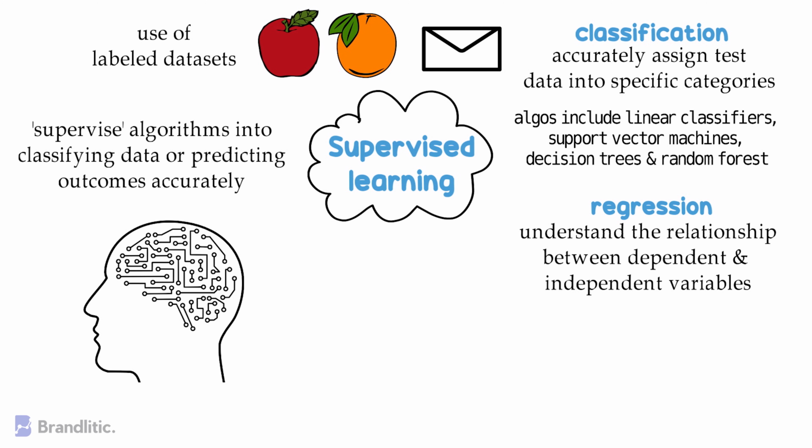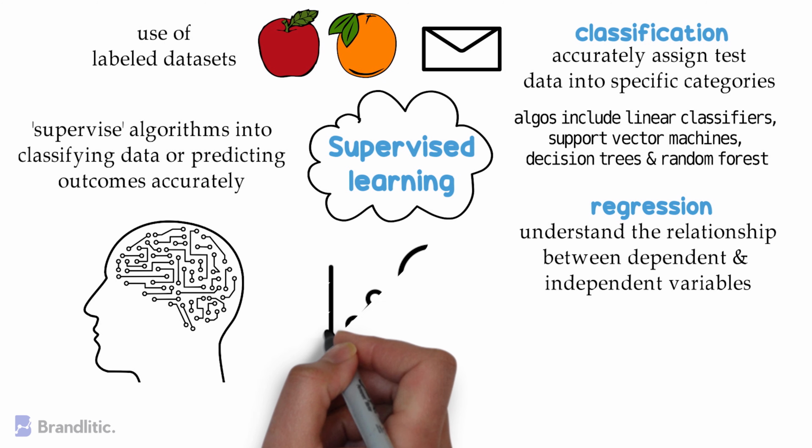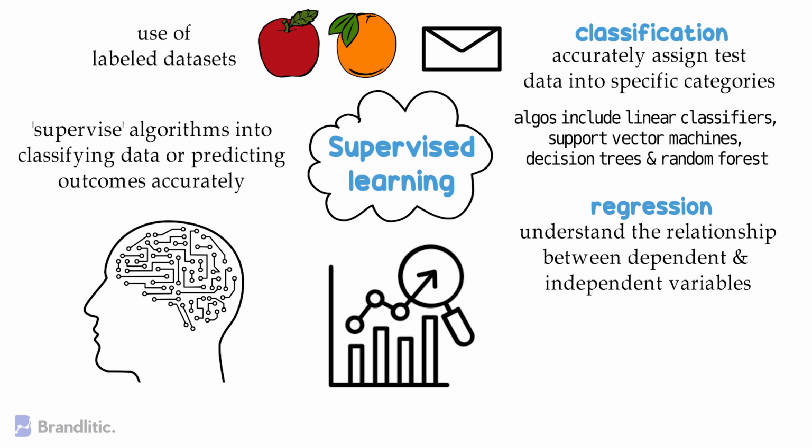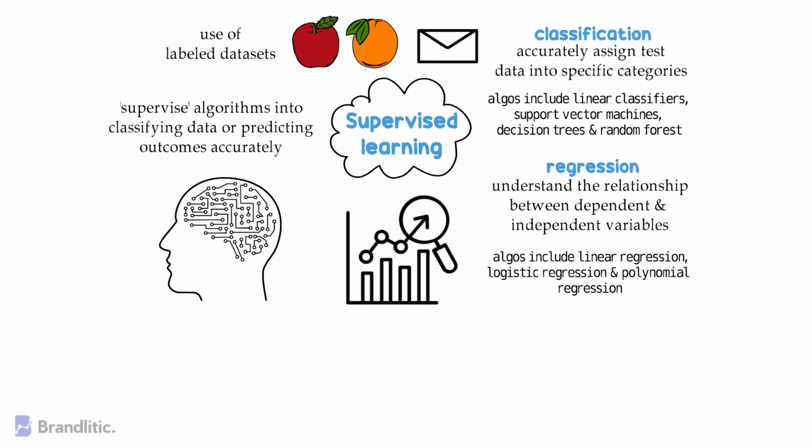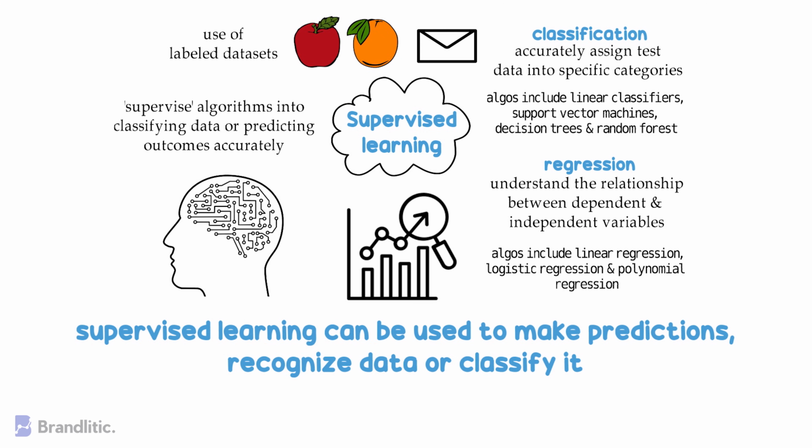But hey, you must be thinking, what purpose do they serve? Well, these regression models are helpful for predicting numerical values based on different data points, such as sales revenue projections for a particular business forecast. Some popular regression algorithms are linear regression, logistic regression, and polynomial regression. So in all, you can say that supervised learning can be used to make predictions, recognize data, and classify it.